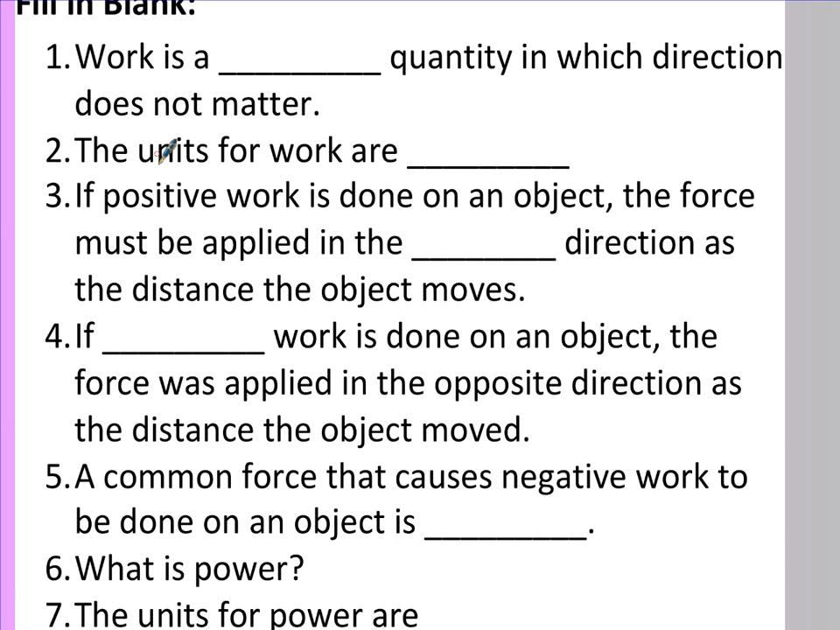Fill in the blanks. Work is a blank quantity in which direction doesn't matter. Now, when we're talking direction, we're bringing up vector versus scalar. So this is a scalar. The units for work, that's joules. Remember, if you work, you can afford to buy joules.